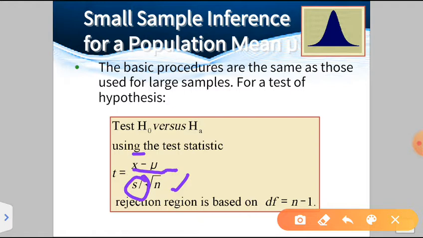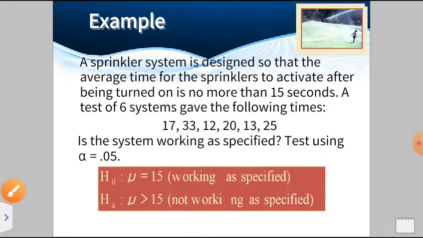And one more thing we have learned about is df, the degree of freedom, which is n minus 1. If your sample size is n, your degree of freedom is n minus 1. Taking care of all these things, we have to calculate the value of t, and then make the decision by comparing the t standard with the t calculated. So let us start with the examples.